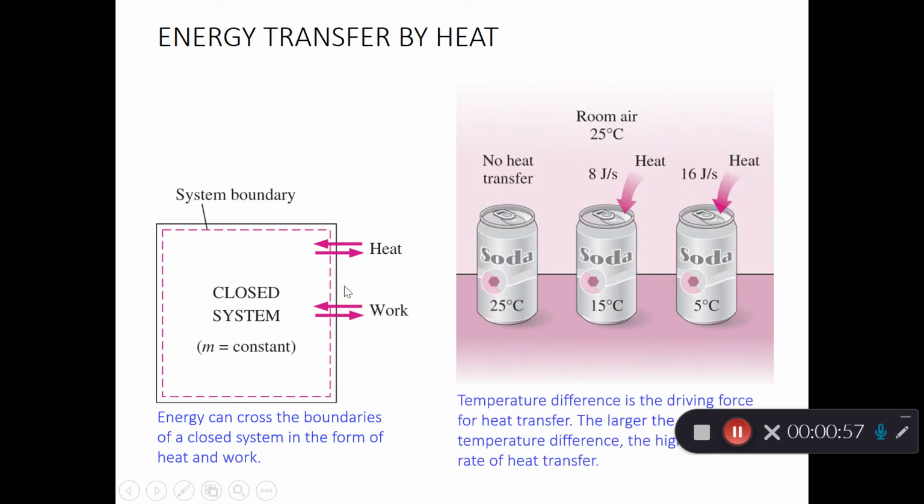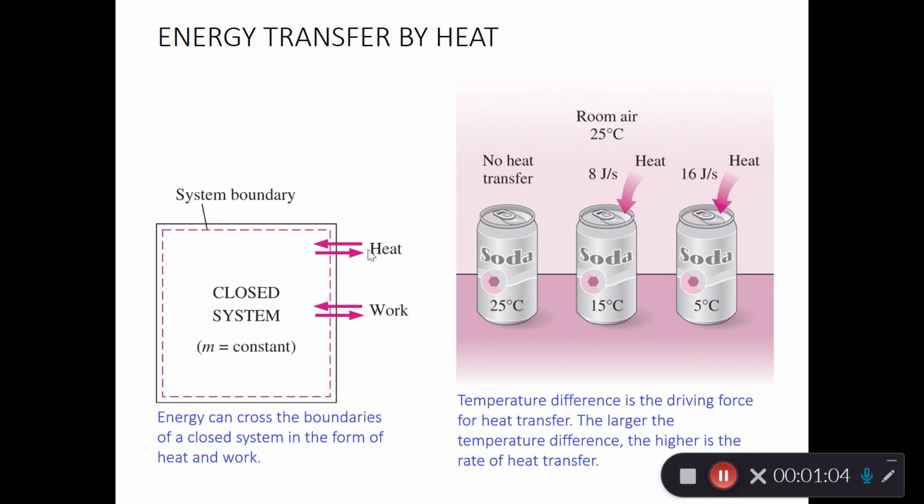Heat transfer specifically happens when? I think I asked this question: what is the difference between heat and work? The difference is heat transfer will definitely happen when the temperature of the surrounding is different from the temperature of the system. In this first example, this drink is 25 degrees, the same as the temperature of the surrounding. That means there's no heat transfer.